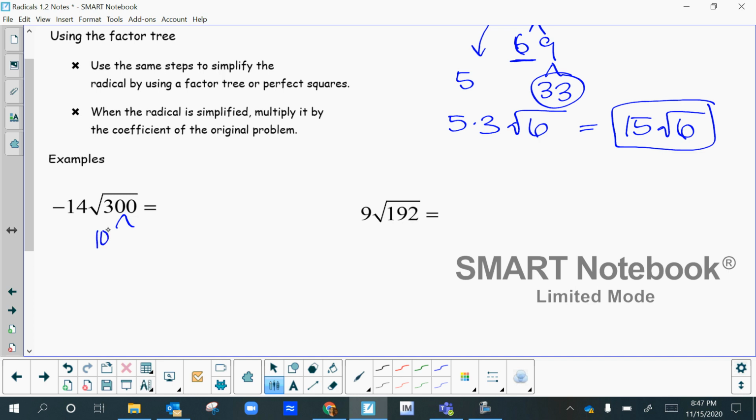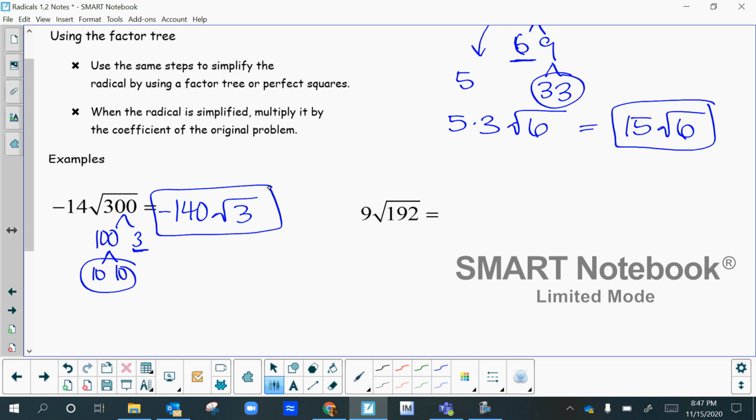But I know that 100 times 3 is equal to 300, and I know that 100 is a perfect square, which is 10 times 10. And then I can just underline that. So I like using the perfect squares just because it's a little bit less to write. So this 10 is going to come out and join the negative 14. So it's going to be negative 140 as the coefficient, radical 3. And that is my answer for this one.